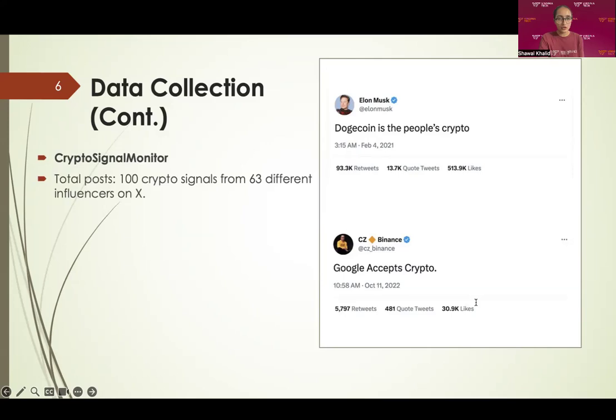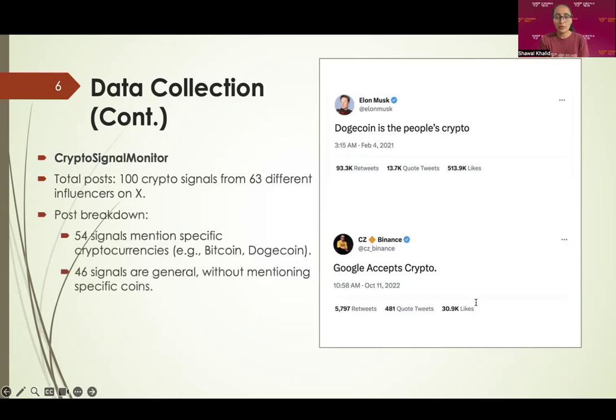So our data set, called the crypto signal monitor, has a total of 100 crypto signals from 63 different crypto influencers on X. We have 54 signals that mention certain cryptocurrencies specifically, so those are called specific crypto signals. For example, in the image, you can see the post by Elon Musk, which says Dogecoin is the people's crypto. This post mentions the specific crypto called Dogecoin, so this is classified as a specific crypto signal.